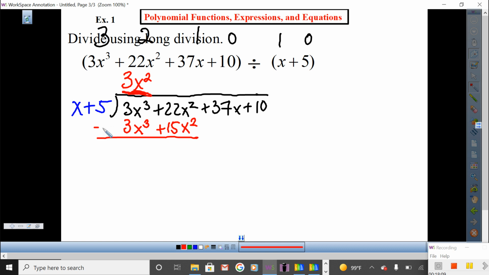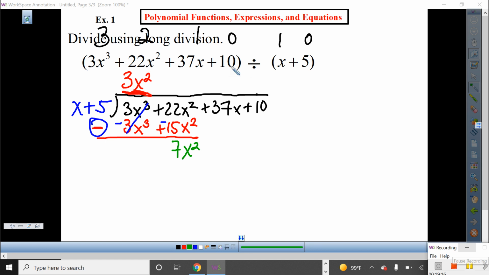Okay, I'm going to subtract. Is that correct? What does that mean, Mr. Q? That I need to distribute that negative to both of these. That means this becomes negative and this becomes negative. So far so good? Okay, next, what do I do with this? This cancels. And then we have 22 minus 15 is what? 7x squared. Copy that, please.